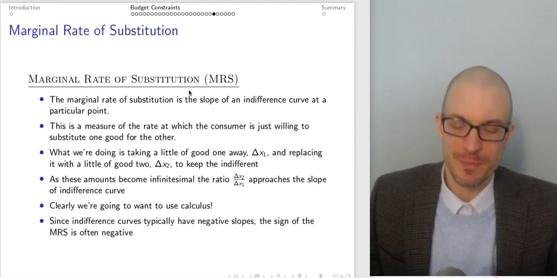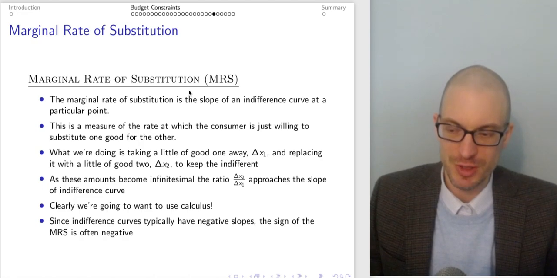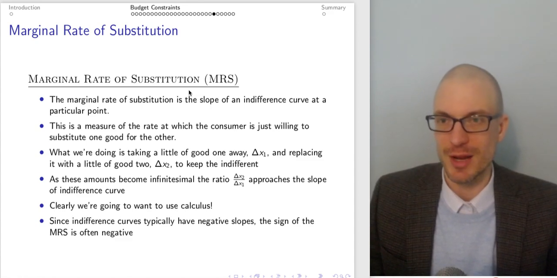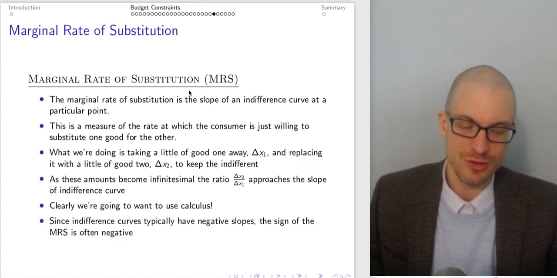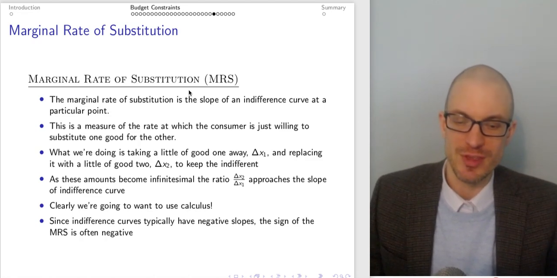So whereas the price ratio was the marginal rate of transformation, that's the rate at which the economy is willing to allow the consumer to trade off one good for the other, right? We gave the example of coffee and cookies. If I bought a smaller amount of coffee, that frees up money that I'm not spending on coffee to buy cookies. And from my example in the budget constraint lecture, the price ratio was minus 1/2. That was the rate at which the market was allowing me to free up money out of coffee into cookies.